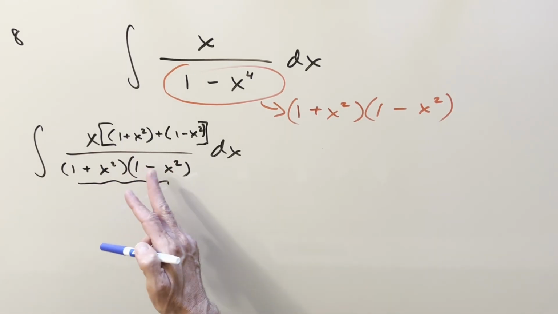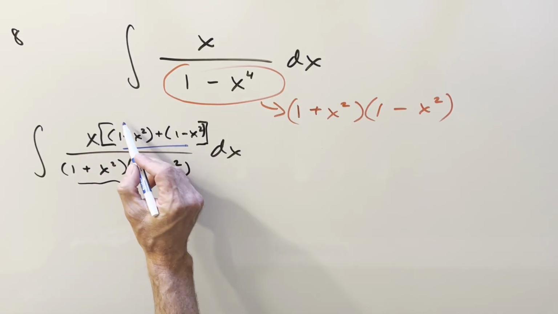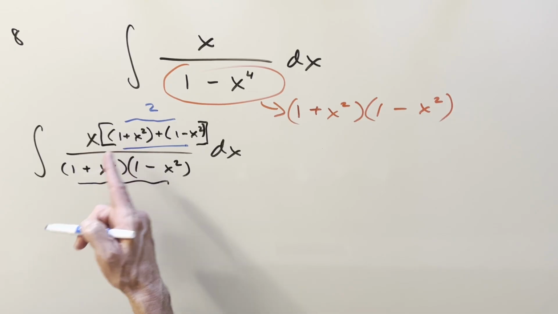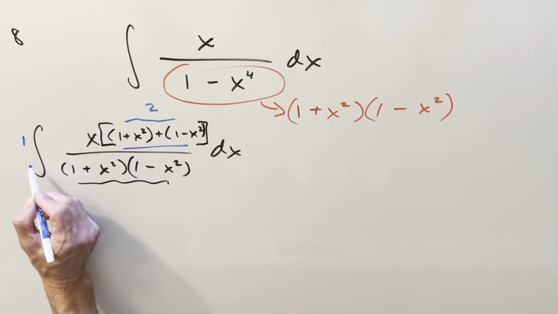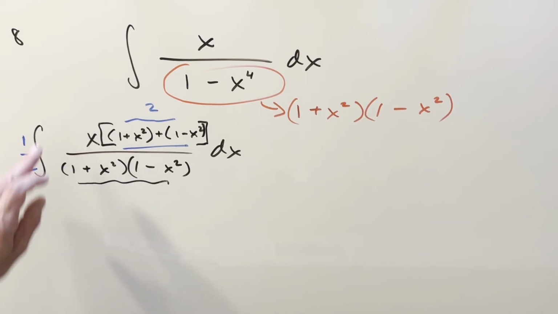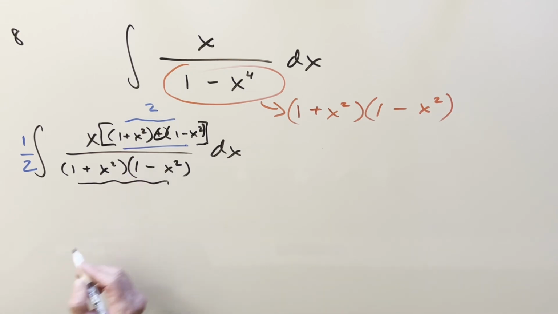The reason for doing it like this is we can create that cancellation. The stuff in the box, this is just a 2 because the x squareds cancel. And then so I don't change it because we're multiplying by 2 here, let's just multiply by a 1/2 out in front. And then next, what we'll do is we'll break this up into two integrals, just splitting it on this plus sign right here.